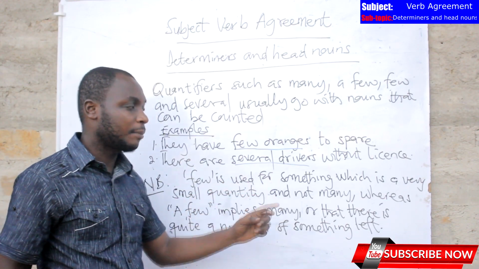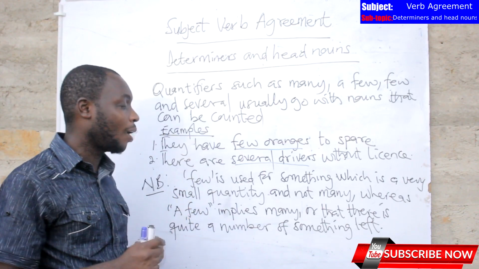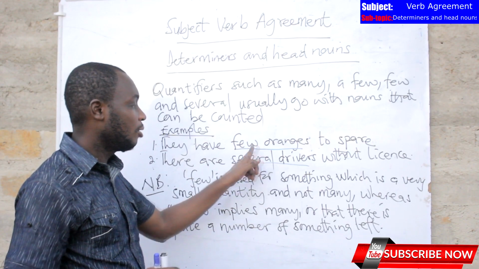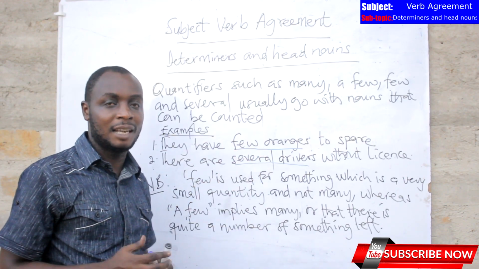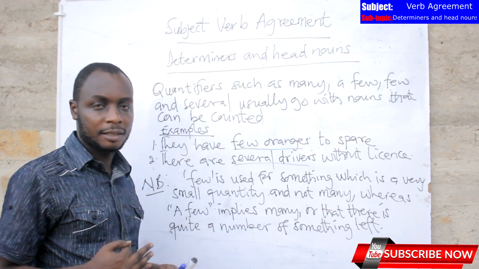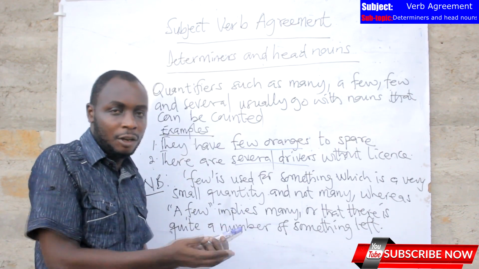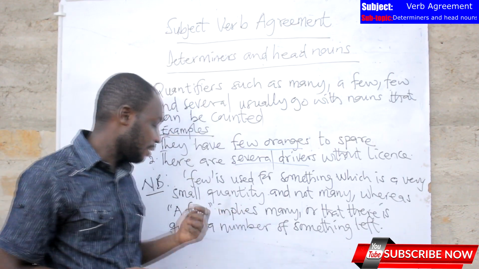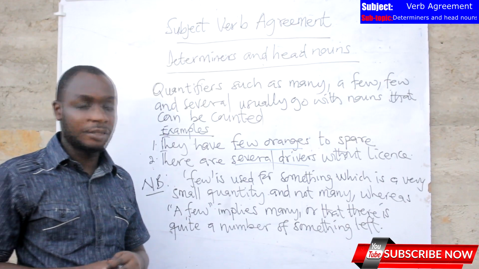Few is used for something which is a very small quantity and not many. That is when I talk about few. So when you look at these few oranges, you can probably count them, probably 2 or 3 oranges, right? Then we say few oranges. Whereas a few implies many, or that there is quite a number of something, right?